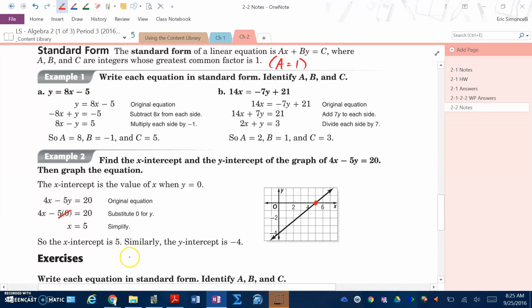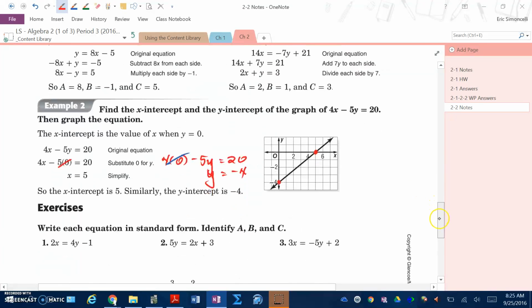And they say then, so the x-intercept is 5, and similarly, the y-intercept is -4. So what I'll do is take that extra step and show you how to get that. When you plug in 0 for x, it cancels, divide both sides by -5, so y would be -4. So (0, -4) would be the ordered pair. It is important that you understand that they are in fact ordered pairs.